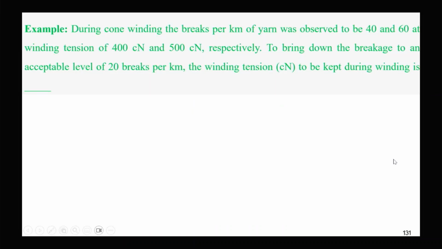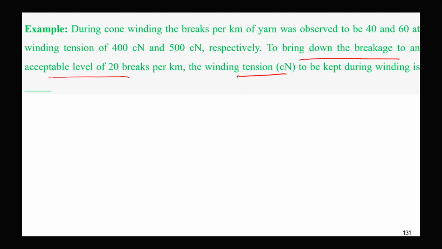Now our next numerical is similar. We have already done this type of numerical. So during cone winding, the breakage per kilometer of yarn was observed to be 40 and 80 at the winding tension of 400 centinewton and 500 centinewton respectively. So to bring down the breakage rate to an acceptable limit of 20 breaks per kilometer, what will be the winding tension? It's very simple.